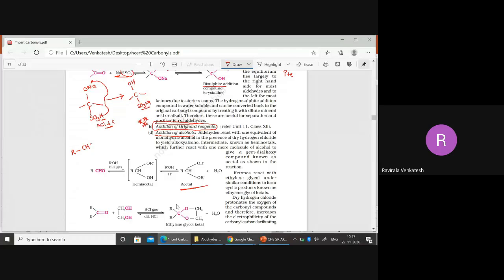RCHO, this we are converting into what? Acetal. How to convert this one? By using what? 2 moles of alcohol. What we are adding? 2 moles of alcohol. Now, very simple. 2 moles of alcohol means shall I write like this?